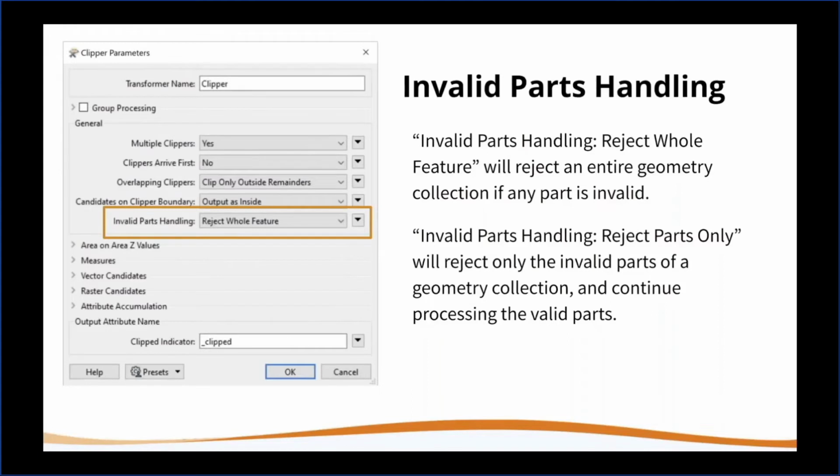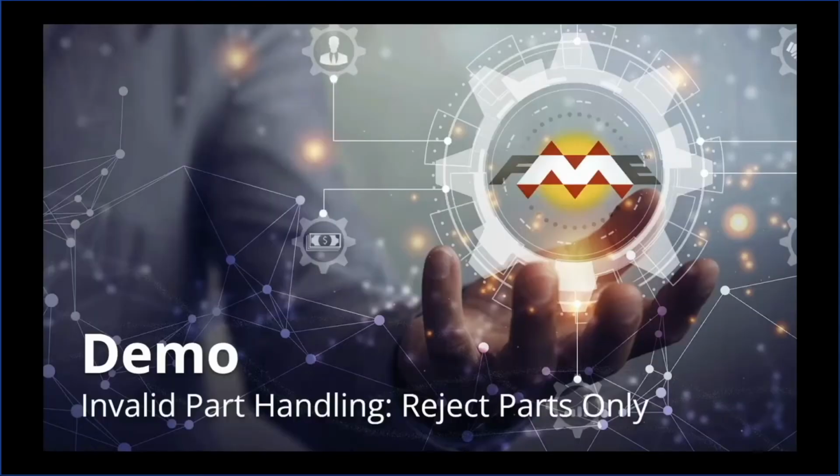And the other option, reject parts only, will only reject the invalid parts of a geometry collection and will continue processing the valid parts. So I have a demo case ready about where you might want to use the reject parts only mode. Let me set the scene.